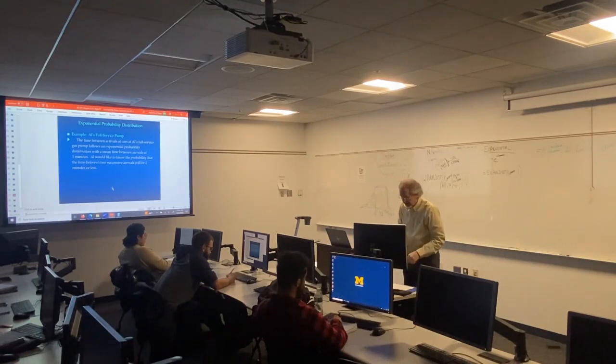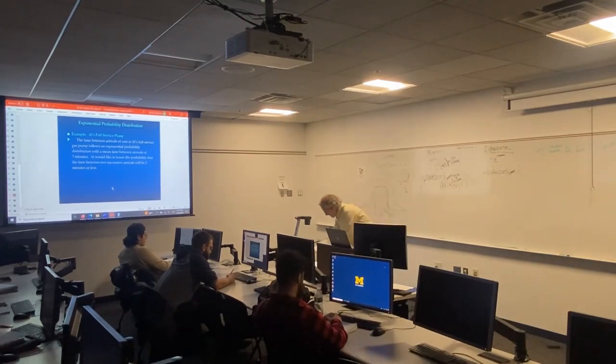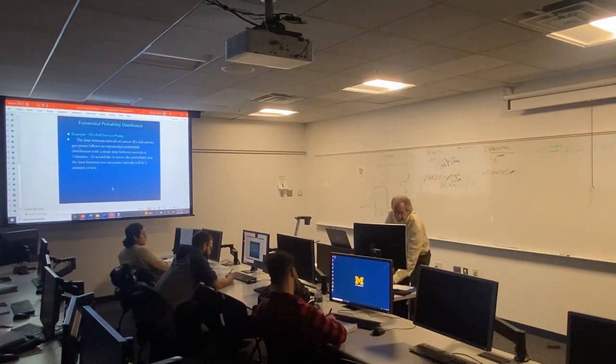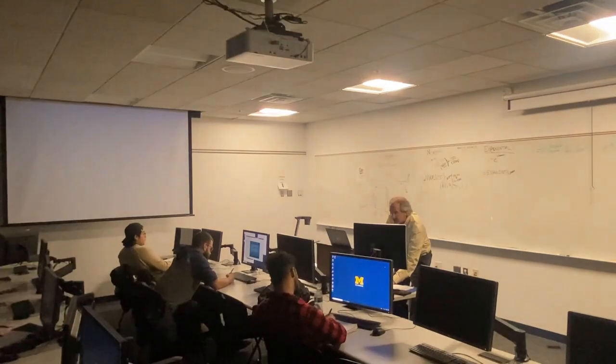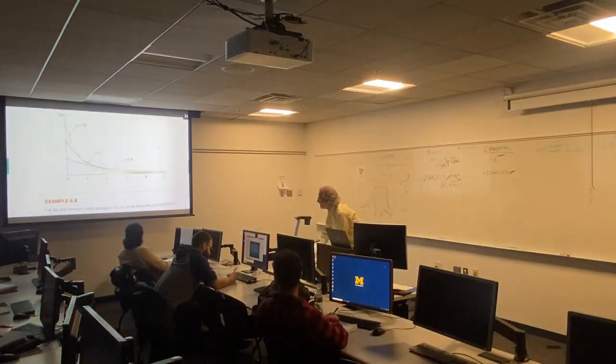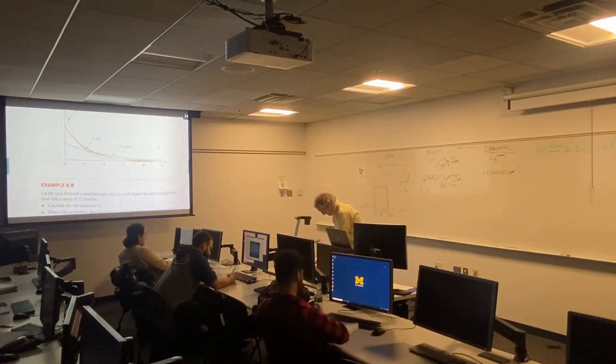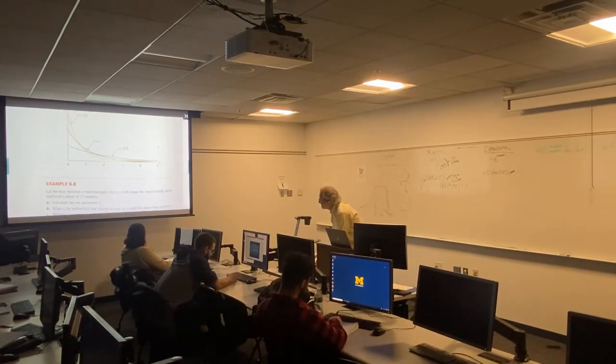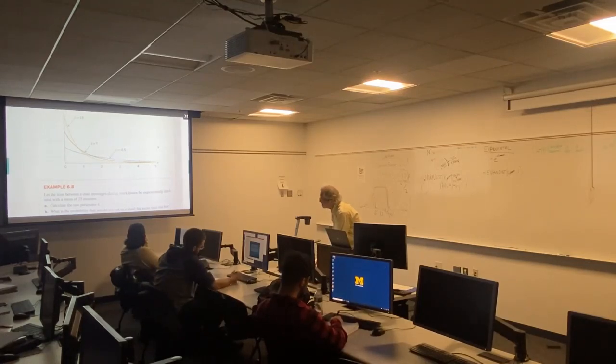Okay, so now we're going to page 222, since you all have your book. Here's our example. Come on. Nope, we have to zoom out a little.